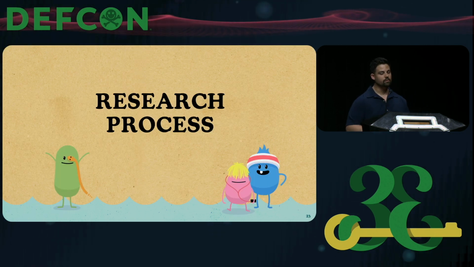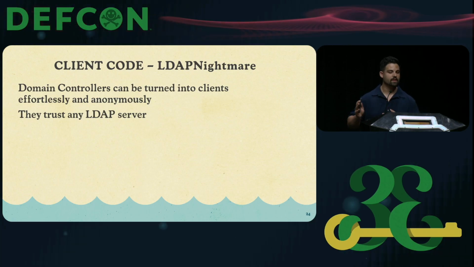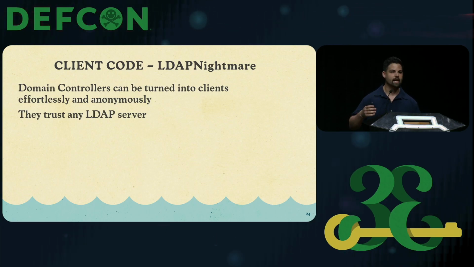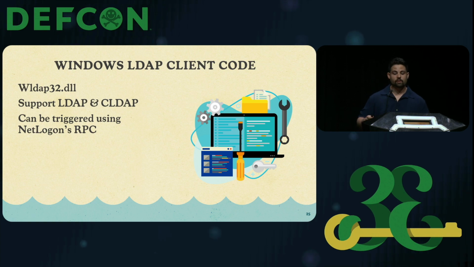And once we defined our goals and the blind spots that we were looking for, we were ready to start our research process. The first blind spot that we focused on was client code, since it was the natural way to go and leverage the knowledge that we already had in the area of LdapNightmare. So as a reminder, from LdapNightmare, we understood that we can turn domain controllers into our clients effortlessly and anonymously, as they just trust any LDAP server that they are told to connect to. The client code that connected to us is the LDAP client code in Windows, and that client code is implemented inside WLDAP32.dll, and it supports both LDAP and CLDAP.